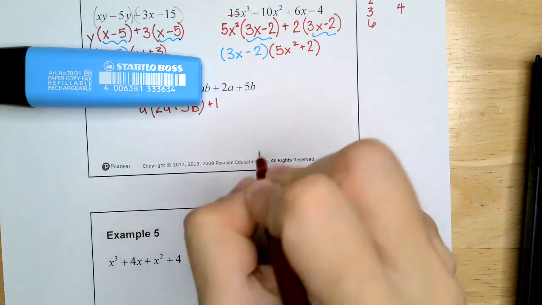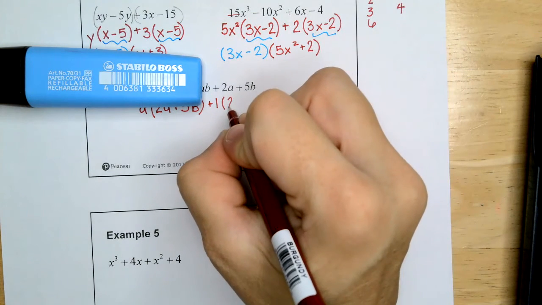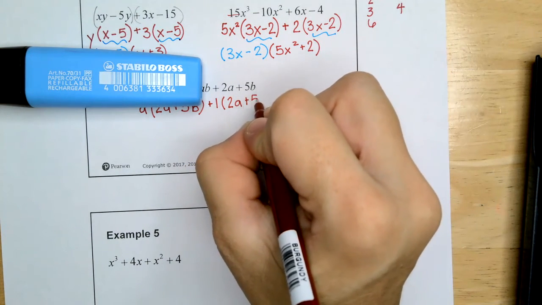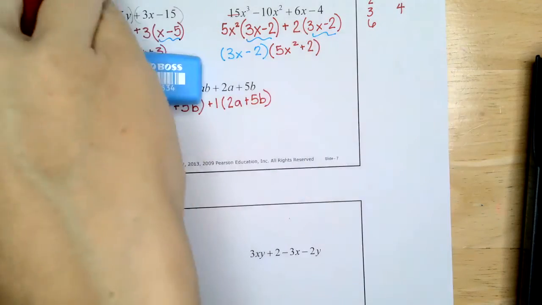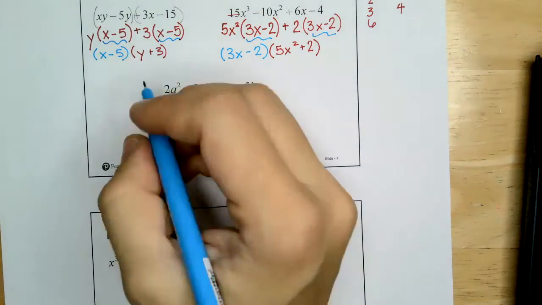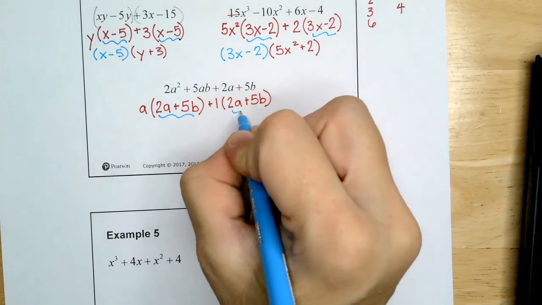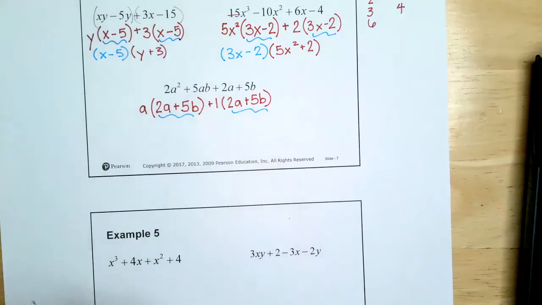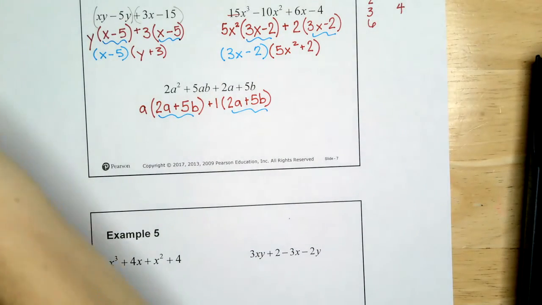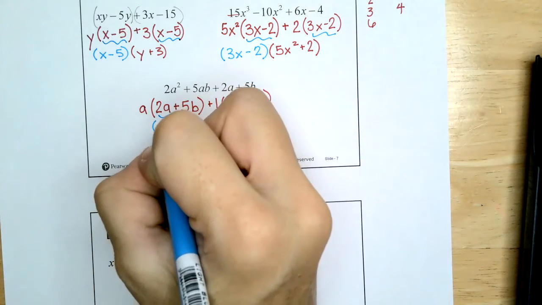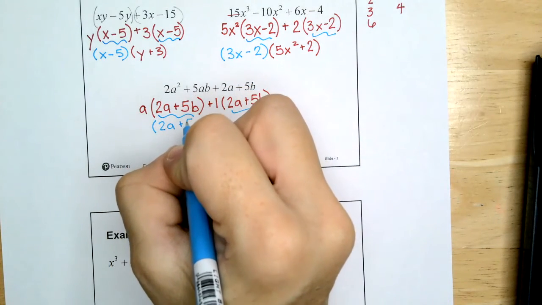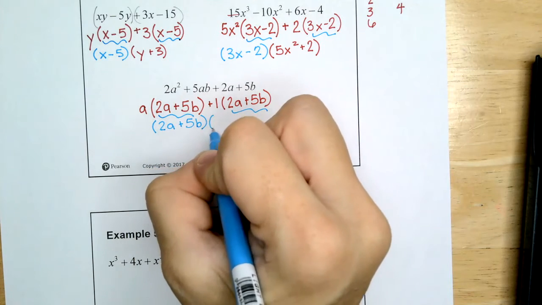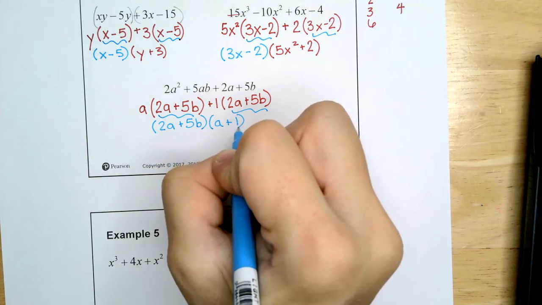I guess I'll just try 1. And then I'll write everything the same. 2a plus 5b. Now I will look at what I got, and I will see that these are still the same, so I can still use them, okay? So it's still just 2a plus 5b times a plus 1.